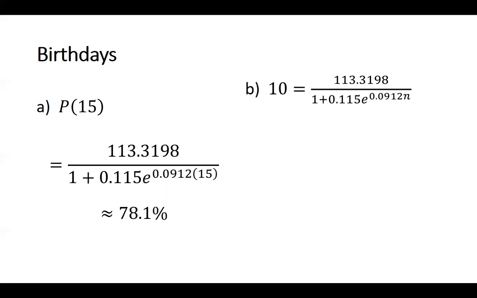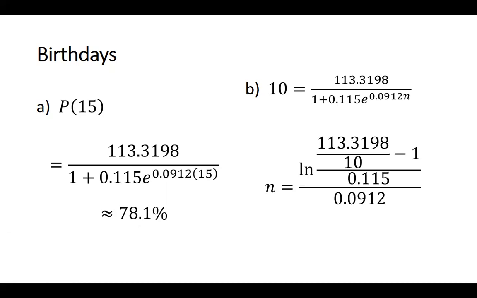The second question was, what's it take to get down to a 10% chance that nobody shares the same birthday? So we're going to solve for that n, which means we get into this ugly formula, right? Because we're going to need to work our way through to get to that n. So I multiply both sides by 1 plus 0.115 e to the 0.0912 n, and then I divide both sides by 10, and then I have to subtract the 1, take the natural log of both sides, divide by 0.115, and then I divide out my 0.0912.